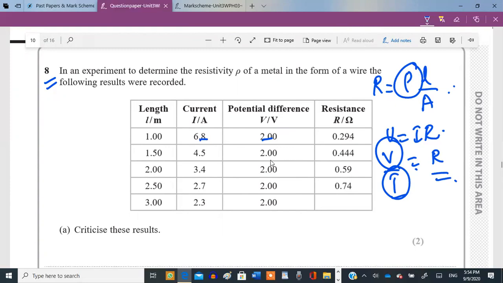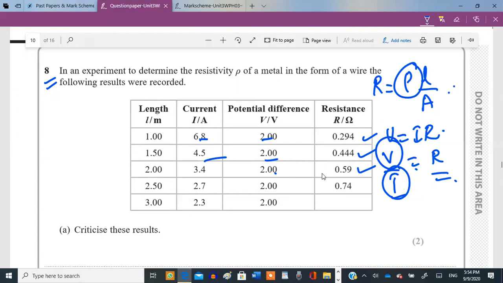If you look at these values, these have also been calculated using the same methodology. 2 divided by 6.8, it is 0.294, right? 2 divided by 4.5, 0.44. 2 divided by 3.4 is 0.59. And over here, you can give your answer to 3 significant figures. It's always going to be correct.